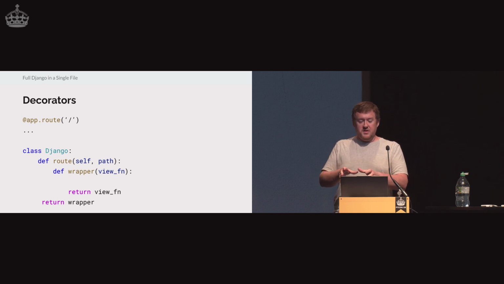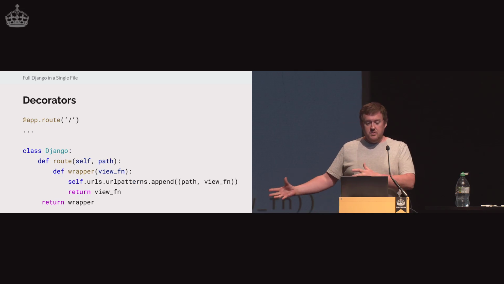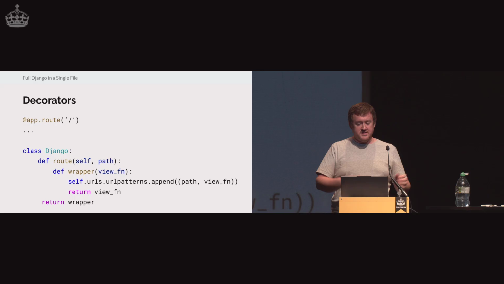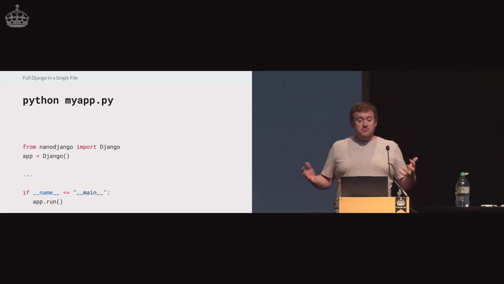But here we're going to have all of the variables we need in the same place: the path, the view function, and self, our app. So we can add the view and the path to our URL pattern. This is very simplified, but you get the idea. And now we need to run it.